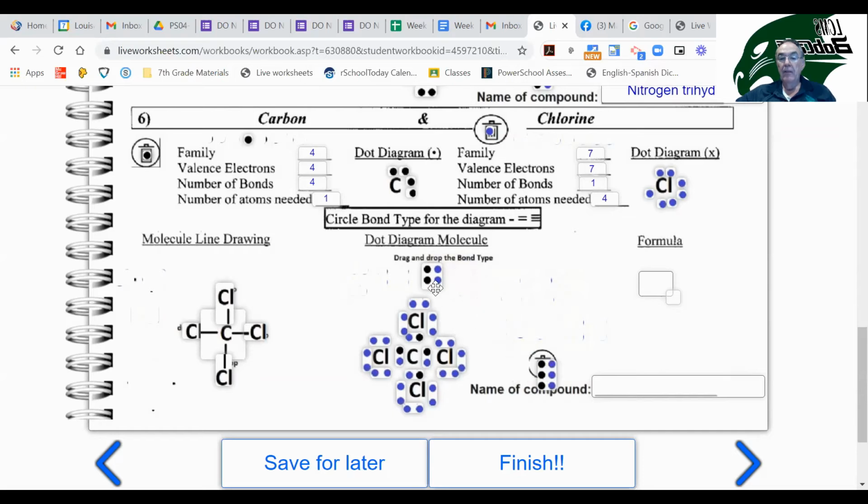We don't need these other bonds, so we're going to throw them away. Our formula is 1 C, 4 Cls. So we have C, Cl, 4, because there's 4 chlorines. And we write the name of the first element. And then we see the 4. We want to say 4 chlorines. So we write tetra. And then we put IDE on the end of the second name. So it would be carbon tetrachloride.